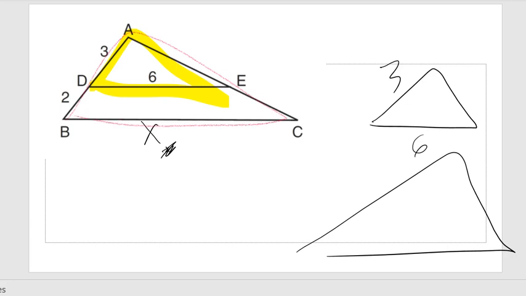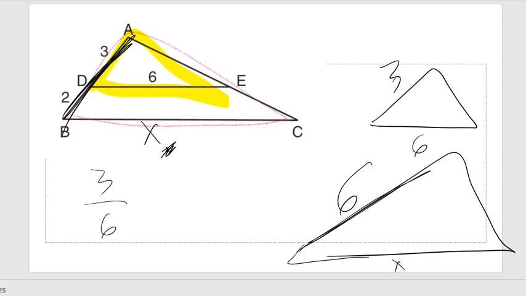So now this side length right here is going to be the sum of this. So 3 plus 2 is 6. And the bottom one is simply just x. So now I have 2 triangles here. Then I can now find the proportions of 3 over 6 and 6 over x.